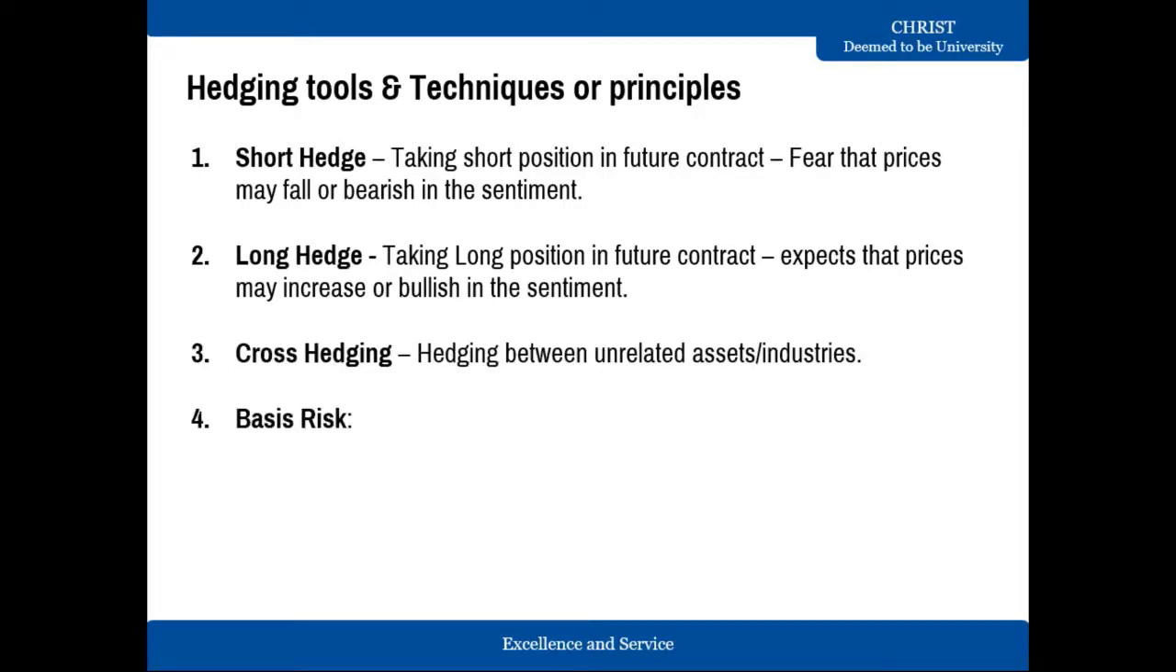Then we have cross hedging also. Usually, cross hedging is hedging with unrelated stocks or unrelated assets, industries. Say, for example, I'm holding some stock of banks. Or instead of banks, you can take the example of any manufacturing company. During this particular COVID duration, manufacturing completely stopped, production stopped, and sales stopped. So in that case, the prices will fall. We know that the prices will fall.